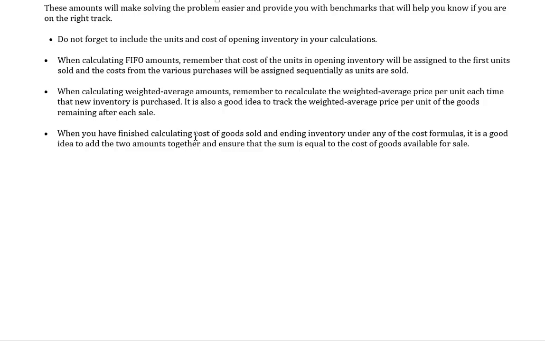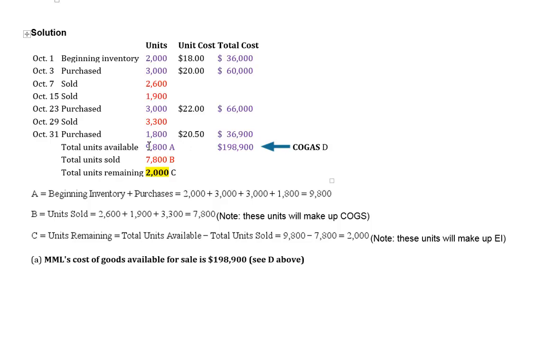When you finish calculating your cost of goods sold and ending inventory, make sure that when you add them together, they add up to the cost of goods available for sale. So not only do the number of units you have available to sell throughout the period equal the total number of units you sold and what you didn't sell, but the total cost of those 9,800 units should total the total value of the 7,800 units that you sold and the 2,000 that you didn't.